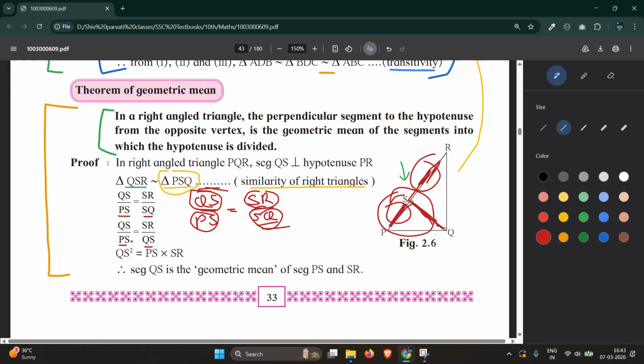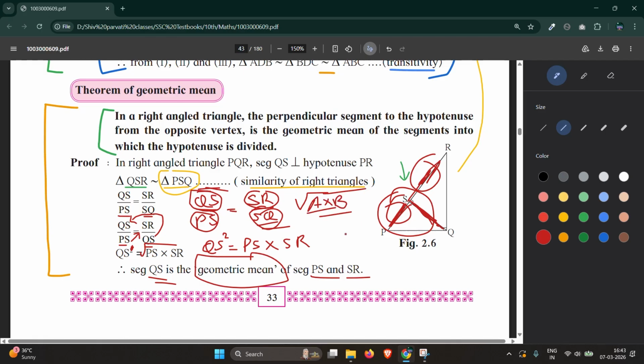Then we can take this PS over here and this QS over here, and we get QS squared equals PS into SR. So that means that QS is the geometric mean of PS and SR. Why? Because this is by definition what the geometric mean is: if we take a square root over here, we will just get QS. Just like we saw in the previous example, the square root of A into B is the geometric mean of A and B. So the square root of PS and SR is the geometric mean of PS and SR, which is QS.